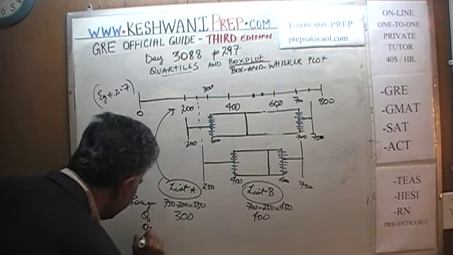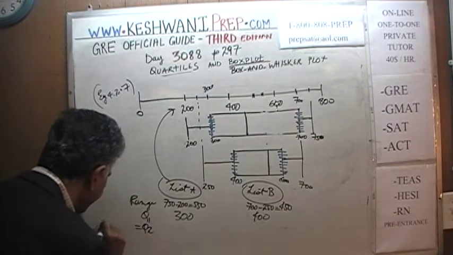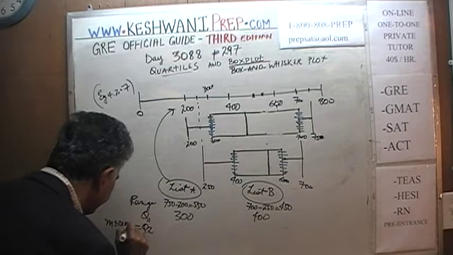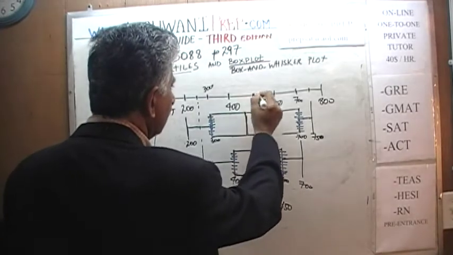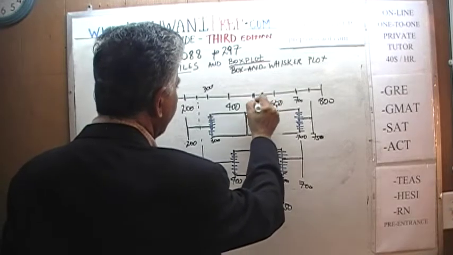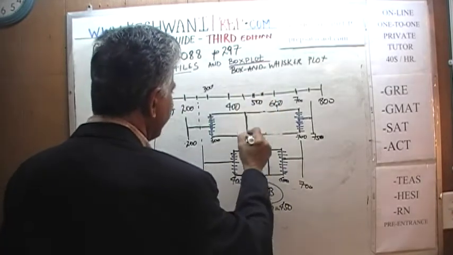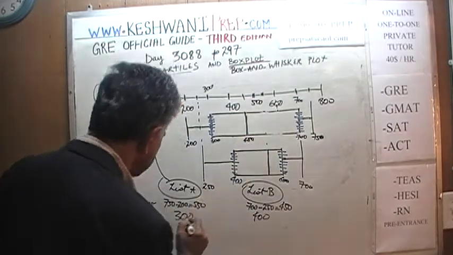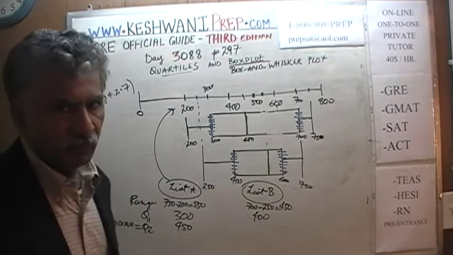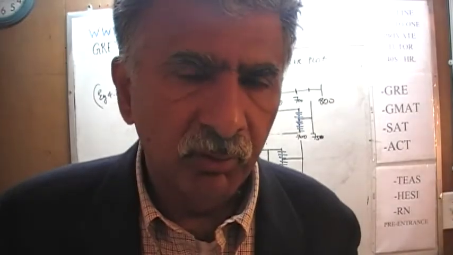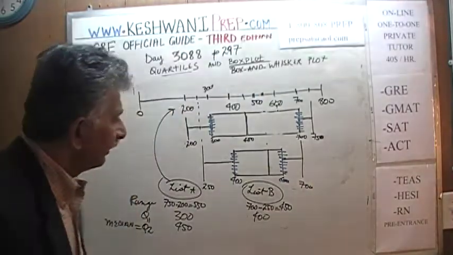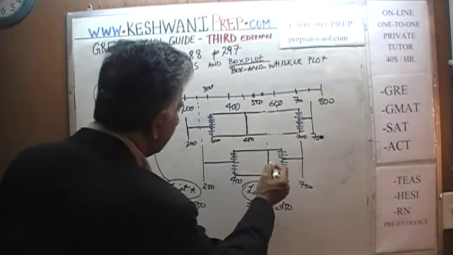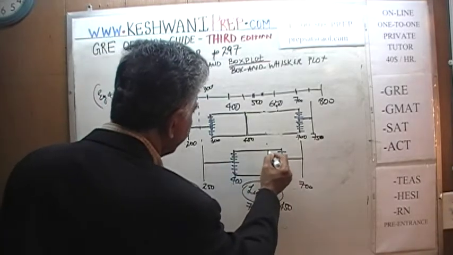The second quartile, which is the median, of the students in this school scored, this was 500, this is 450. 450 tells us that 50% of students scored below 450 in the first list, in the first district, and 50% of students scored above 450. What about the second district? It's way over here, 550.